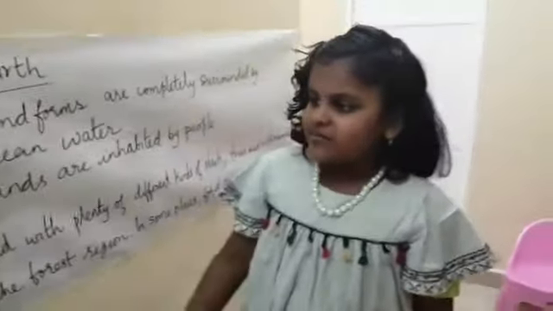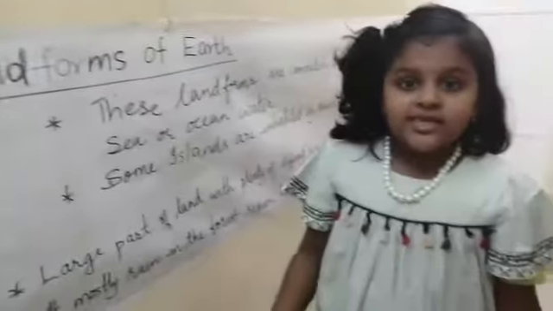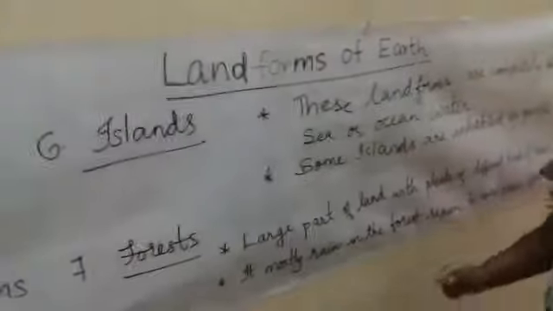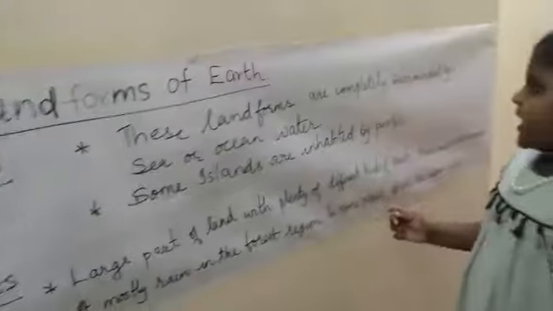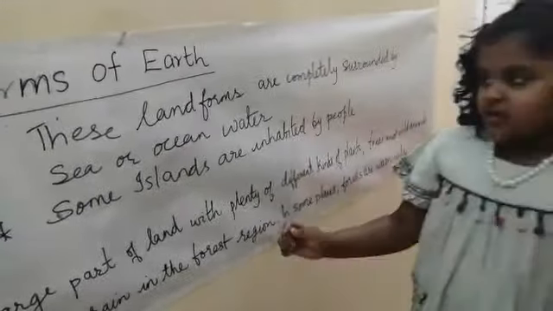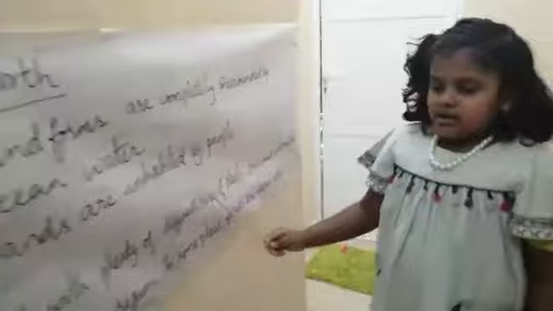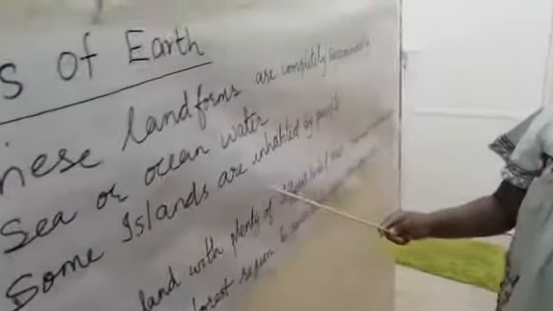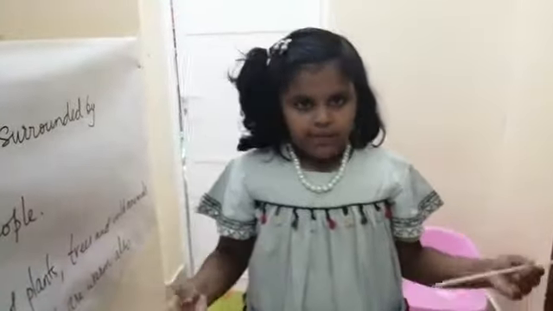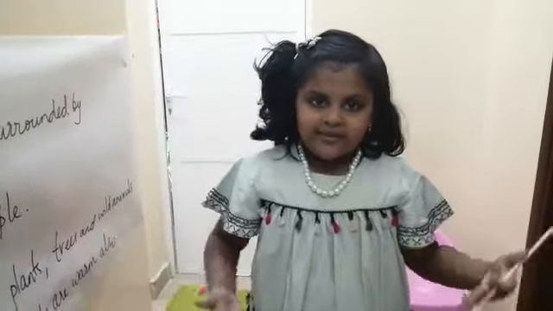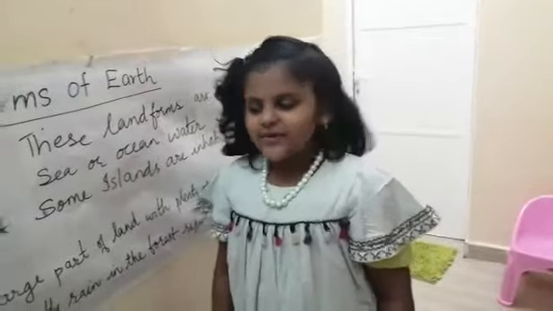The next landform is the island. Do you know what is an island? These landforms are completely surrounded by sea or ocean water. Some islands are inhabited by people. People live in some islands, so there will be life in some islands. Coming to the next landform, that is the forest.